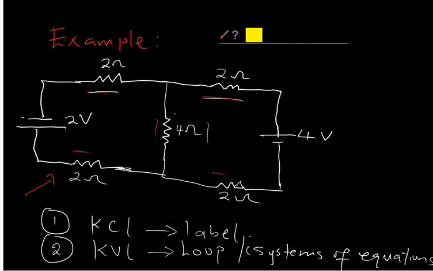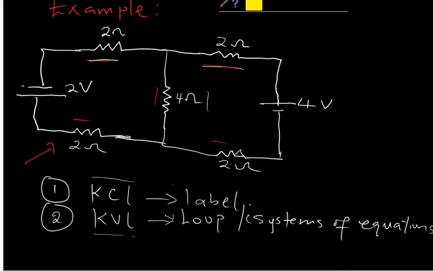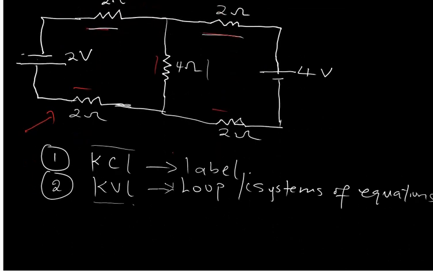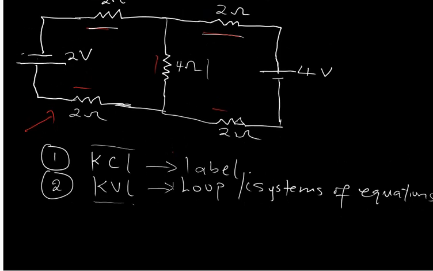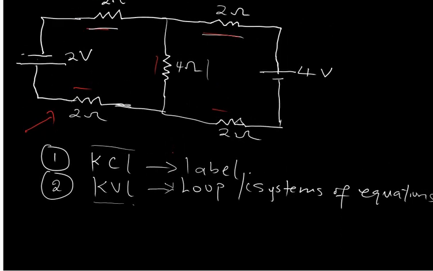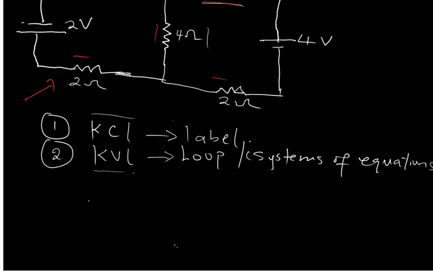So the very first step is to use KCL to label the current across each of these resistors. Then we apply KVL to generate our system of equations that will help us solve for the unknowns. And these unknowns include the current and the voltage across each circuit element. So let's start. I'm starting with the very first step, which is applying KCL.